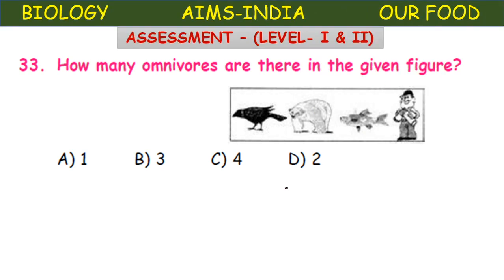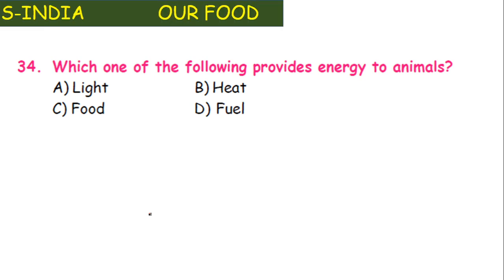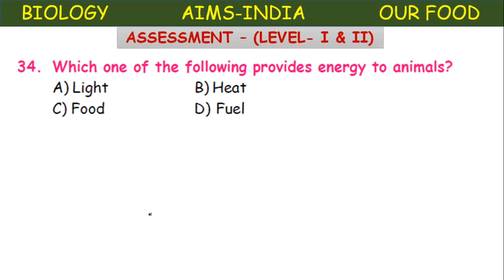How many omnivores are there in the given figure? Crow, bear, fish, human. Okay, there are three omnivores: crow, bear, and human. Next, which one of the following provides energy to animals? Light, heat, food, fuel. So actually food provides the energy to survive.